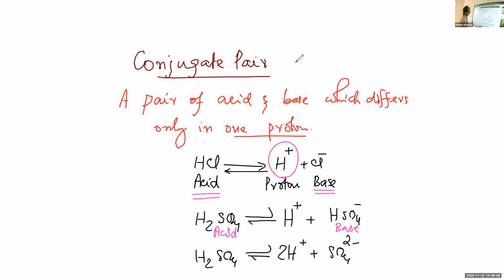Similarly, you come to H2SO4 again, the last equation given. In the forward change, H2SO4 is acting as an acid. In the backward change, SO4 minus 2 ion is acting as a base. Now, which is a conjugate pair? H2SO4 and HSO4 minus, or H2SO4 and SO4 minus 2? Which is a conjugate pair?